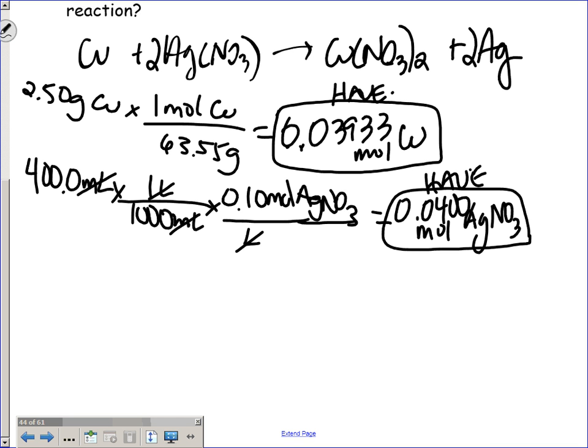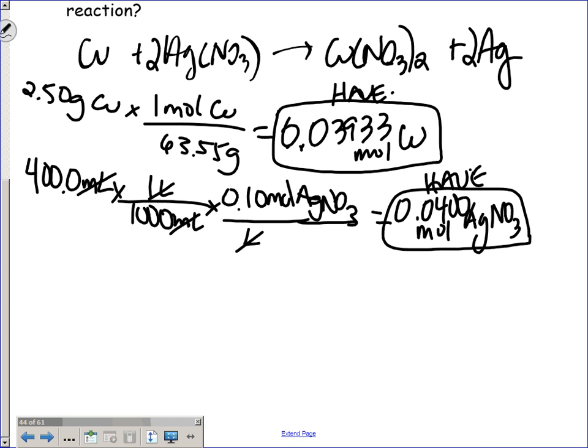So B means before the reaction begins. Before the reaction begins, how much do I have of everything? My copper, my silver nitrate, my copper 2 nitrate, and my silver. Tell me what you know. Yeah. 2.5 grams of copper.